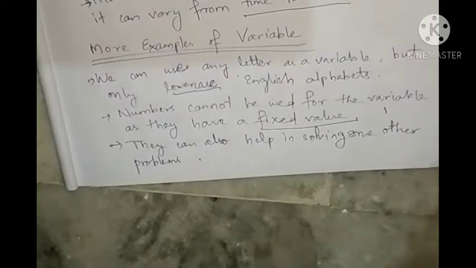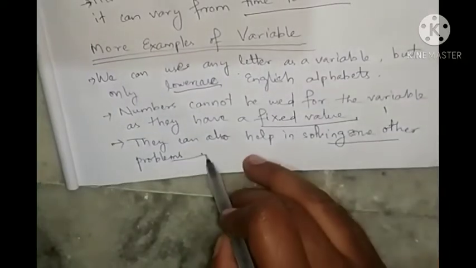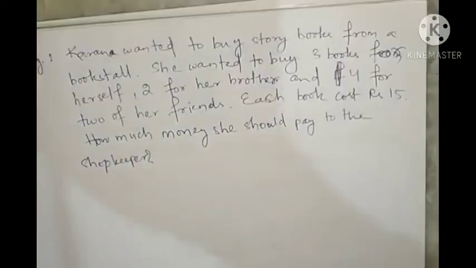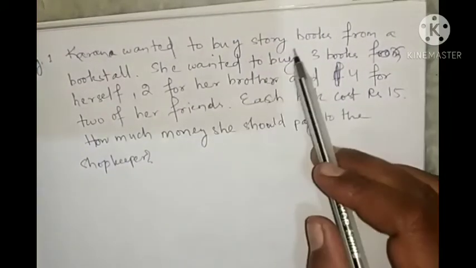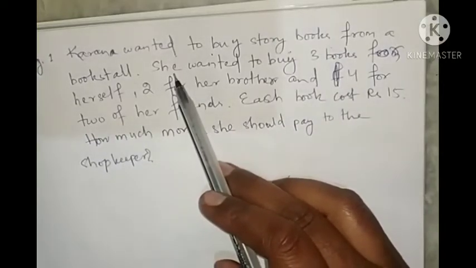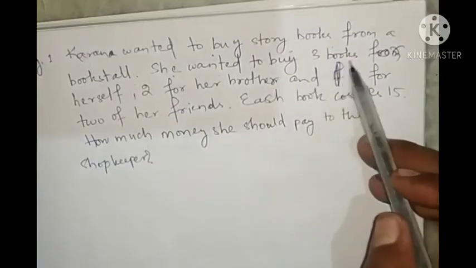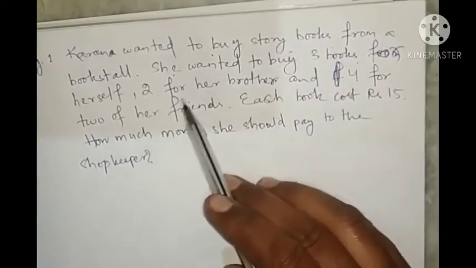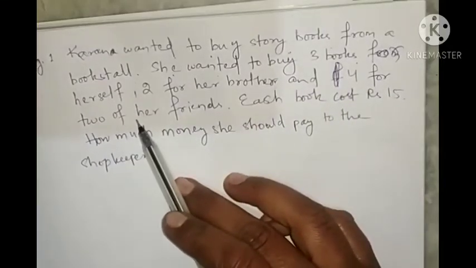We always use the letter. They can also help in solving some other problems. Okay, so look at here. Karana wanted to buy storybooks from a bookstall. She wanted to buy 3 books for herself, 2 books for her brother, and 4 books for 2 of her friends.